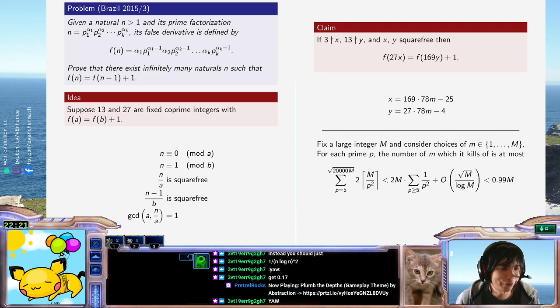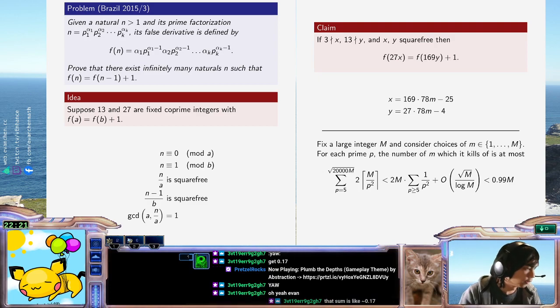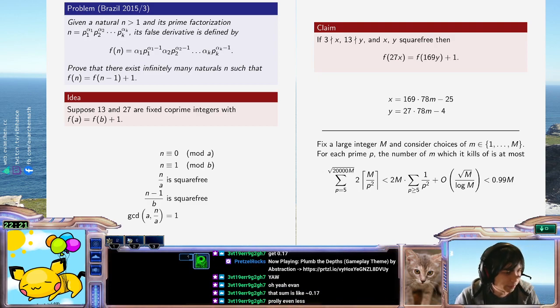They're not actually independent, but the bound is so weak that we can bound the probability of A and B by P of A plus P of B. So probability of bad x plus probability of bad y is still good enough for us. So you write it down and then deal with the error term, blah, blah, blah. Error term doesn't matter. We're fine. Yeah, the sum is like 0.17, so this sum is really small.